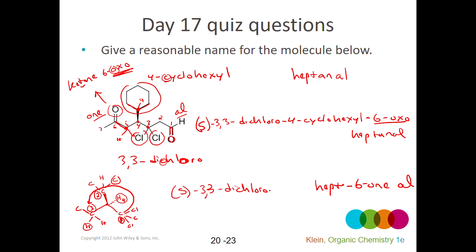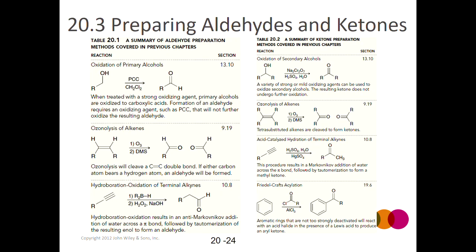3,3-dichlorocyclohexyl hept-6-one-al. So either of those would be an appropriate way to name that. So hopefully that gives you some practice naming. And if I ask you a question that involves naming an aldehyde or a ketone or a molecule that has both of those substituents, hopefully that practice will help you there.